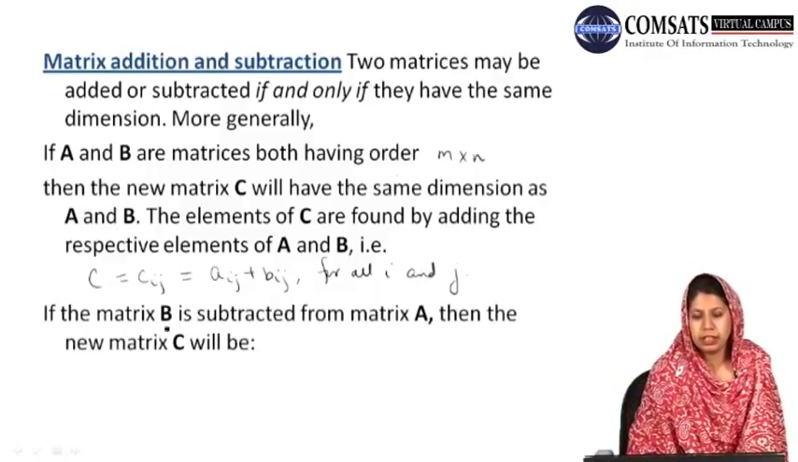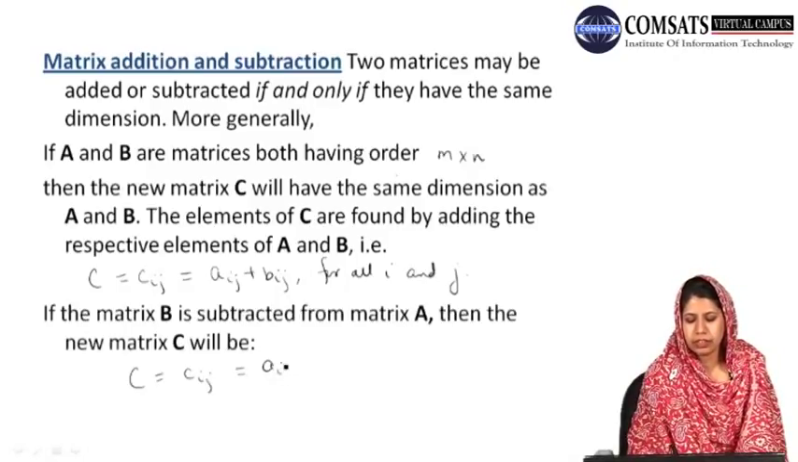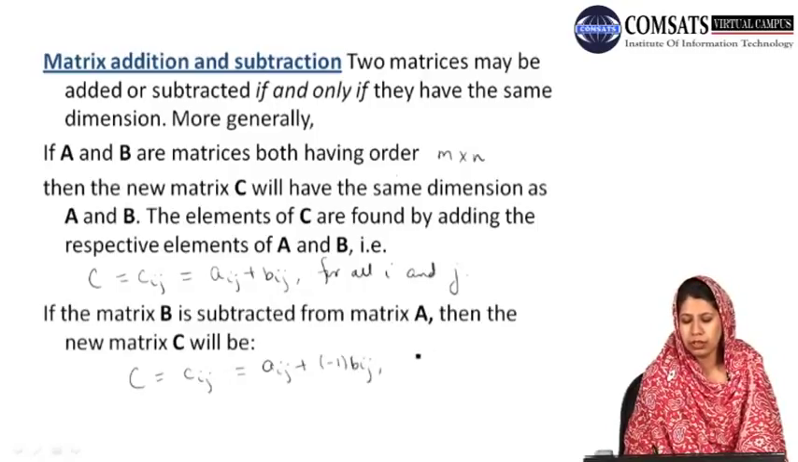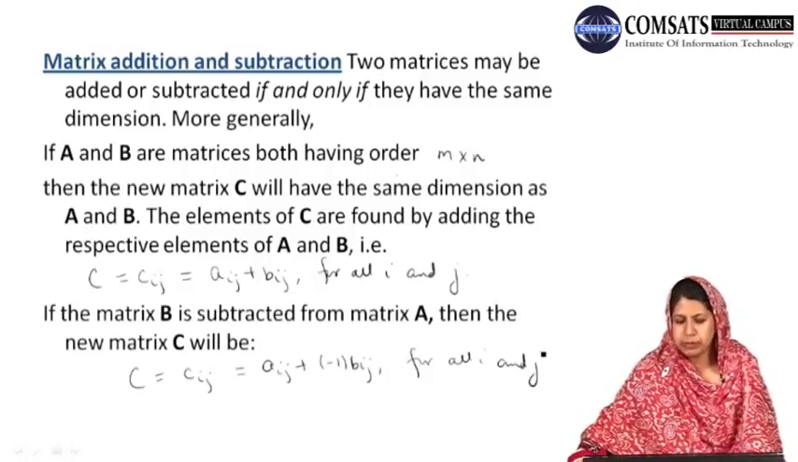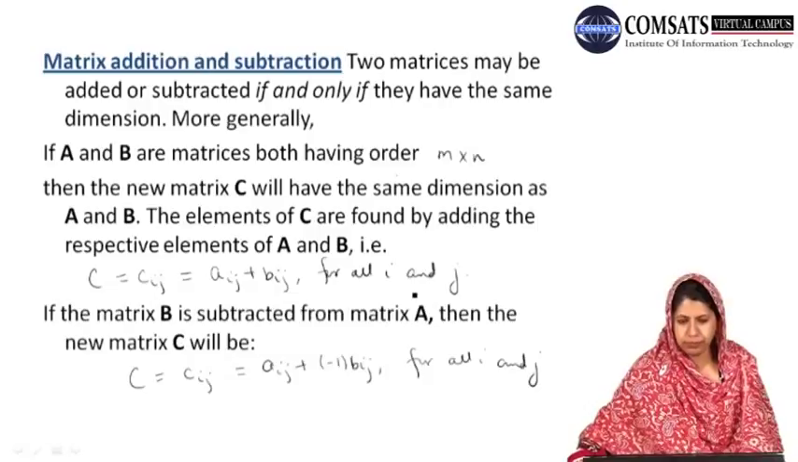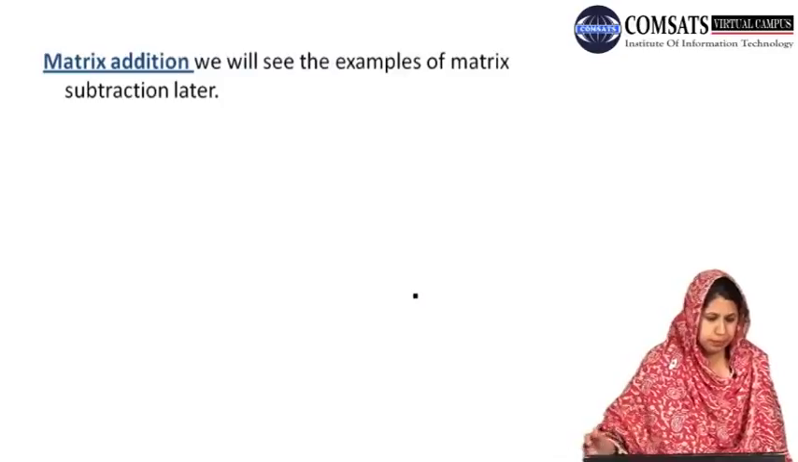Now, if a matrix B is required to be subtracted from the matrix A, then the new matrix C will be Cij written as Aij plus minus 1 into Bij for all i and j. Now we look with the help of examples at what we mean by this Aij plus Bij for all i and j. And we will see the matrix subtraction a bit later.